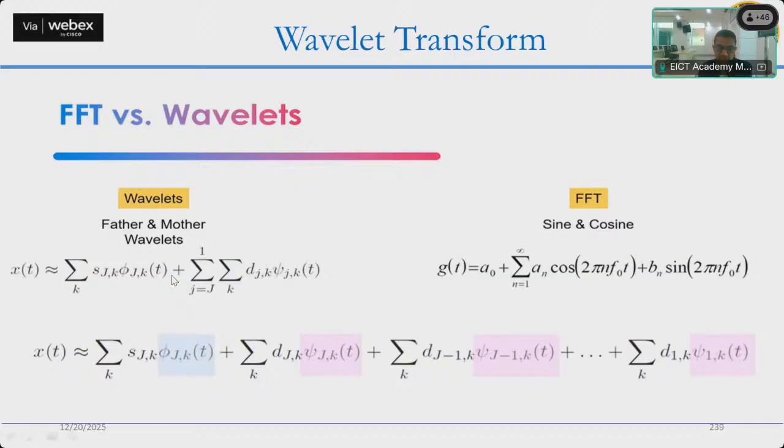Now we come to FFT versus wavelets. In wavelets, we can compare a father and a mother wavelet. So how do we represent it? This is the way you are going to represent it. And how do you represent the FFT? In FFT it is basically represented in this way, with cosine. So it has been further simplified.